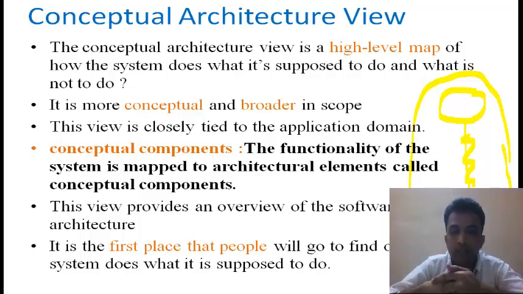Suppose we consider the TCP/IP or OSI model. In the OSI model there are a total of 7 layers: first the physical layer, data link layer, transport layer, session, presentation, and the last one is the application layer, meaning the user is directly in contact with the application layer. Similarly, this view is also closely tied to the application domain.